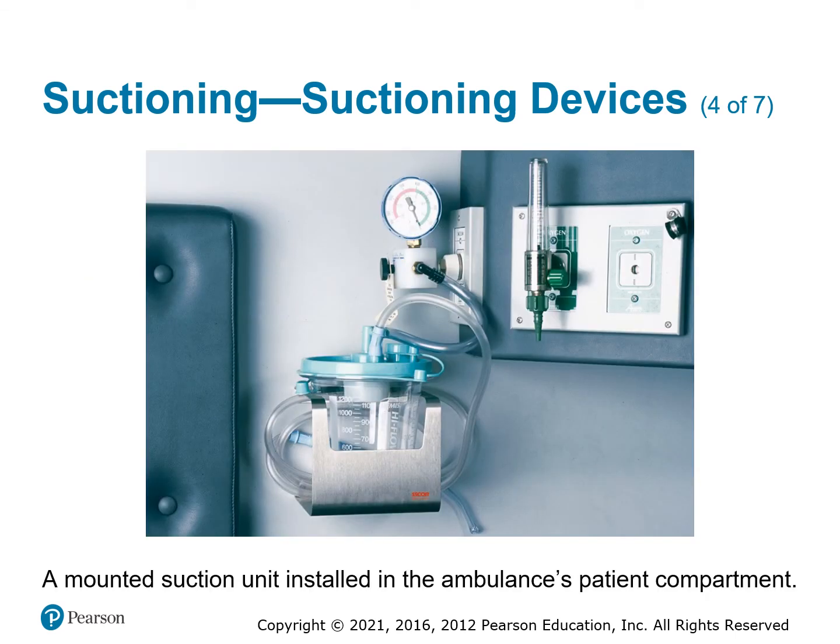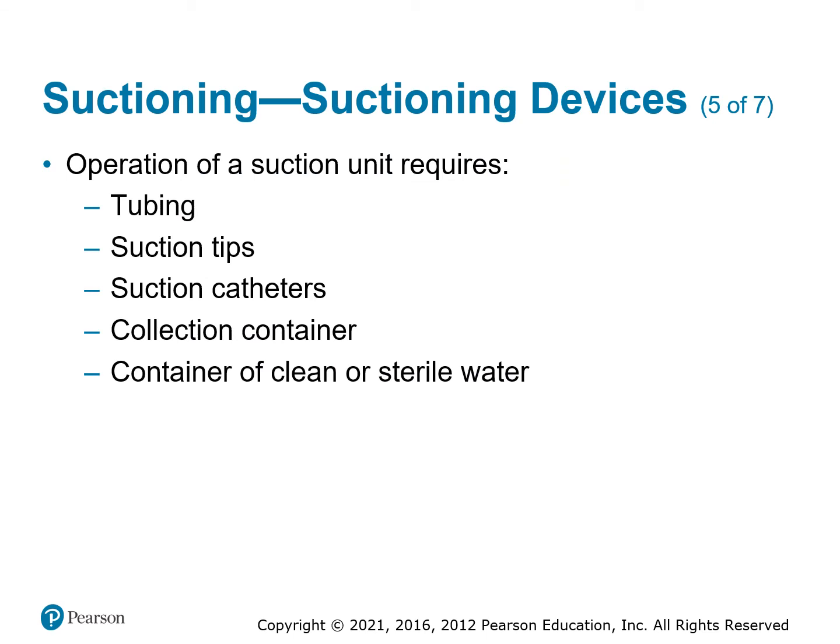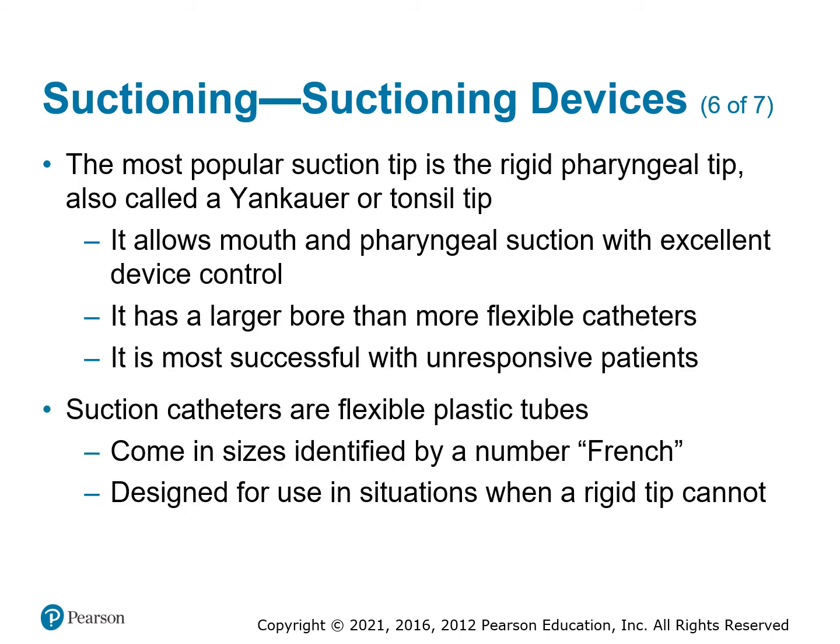Here's the wall mounted unit in the ambulance. This is what you also see in the hospital, mounted into their suction and vacuum unit within the system. You have to have the tubing, the suction tips, the catheters, collection, and then the last thing that we didn't mention was the container of clear, sterile water. After you're done suctioning, you dip it in this water, and it sucks up a little water and cleans out your tube, so you don't get things clogging up your tube as soon as you need to use it the second time. It helps you so you don't have to clean the tube out every time.